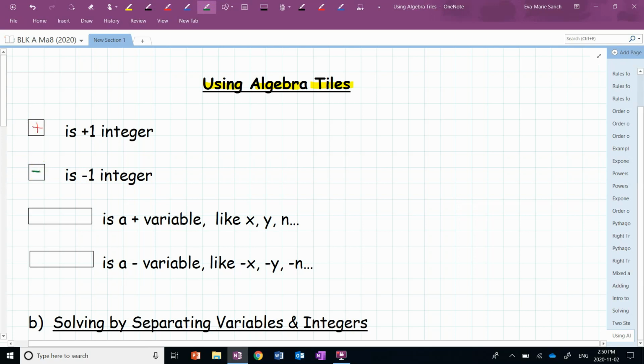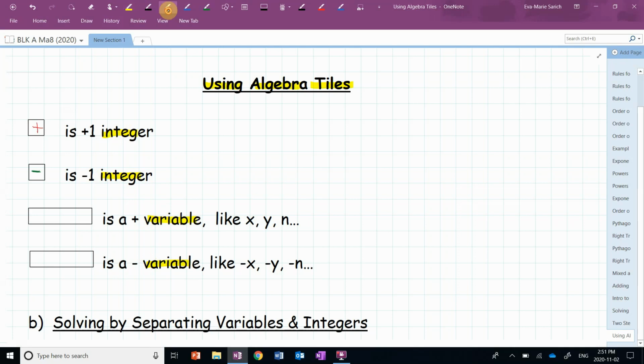So something like this, a small square, would represent -1. If we had 2 or 3 small squares, the 3 small squares with a negative sign in it would represent the integer -3. Now, another shape that we have is a long rectangle like this, and that long rectangle is a variable. So remember, the squares are integers, and the rectangles are variables.